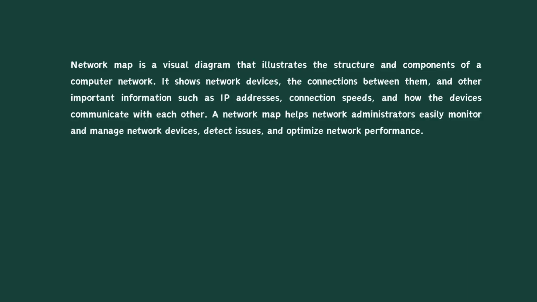Network map is a visual diagram that illustrates the structure and components of a computer network. It shows network devices, the connections between them, and other important information such as IP addresses, connection speeds, and how the devices communicate with each other. A network map helps network administrators easily monitor and manage network devices, detect issues, and optimize network performance.